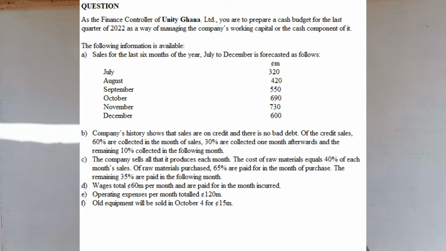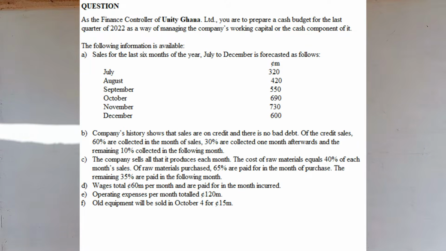B, the company's history shows that sales are on credit. Remember that I told you that with cash budgets, you need to be attentive to the language they speak. So the company's history shows that sales are on credit and there is no bad debt. Of the credit sales, 60% are collected in the month of sales, 30% are collected 1 month afterwards, and the remaining 10% is collected in the following month.